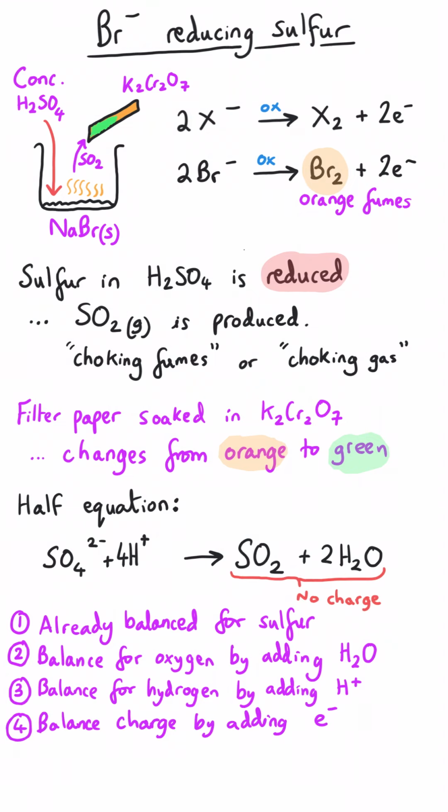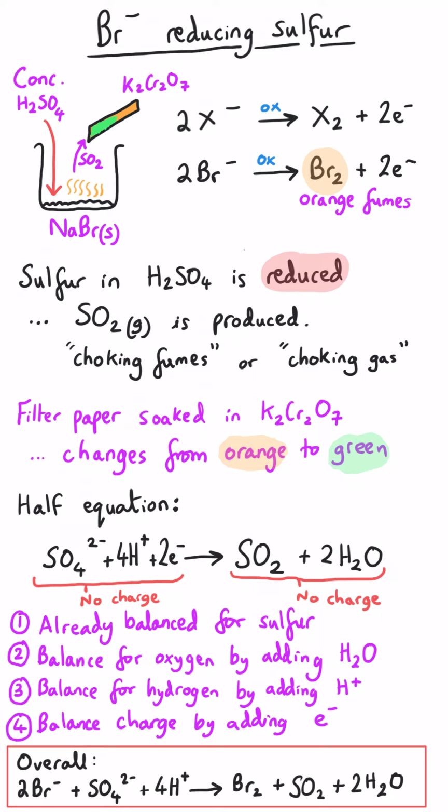The left-hand side has a charge of +2 overall. The right-hand side has a charge of 0 overall, so we need to add 2 electrons to the left-hand side to make it neutral on both sides. When we combine that with the bromide half equation, we can see that the bromide is losing 2 electrons and the sulfur is gaining 2 electrons, so we combine these in a 1-to-1 ratio.